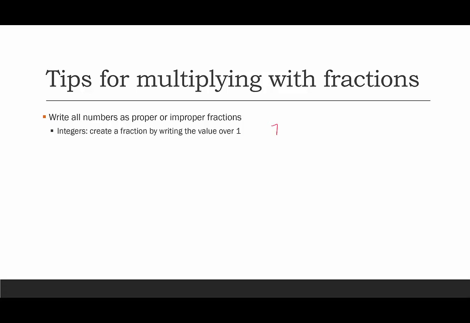For example, if I have the number 71, I can turn 71 into a fraction by saying that's the equivalent of 71 over 1. If I have a mixed number, I can write it as its equivalent improper fraction. And the way we do that, if we have 2 and 4/5, is we multiply the denominator to the whole part. So 5 times 2 is 10, and we add the numerator. That would give us 14 over 5.